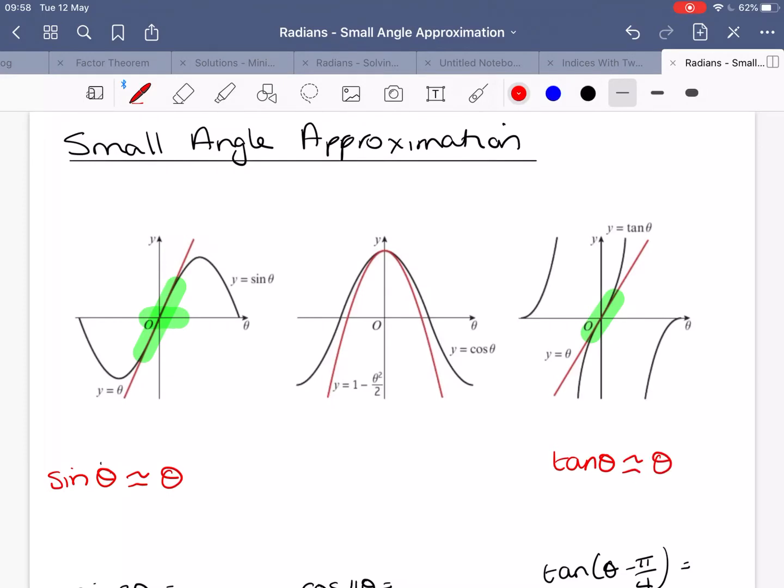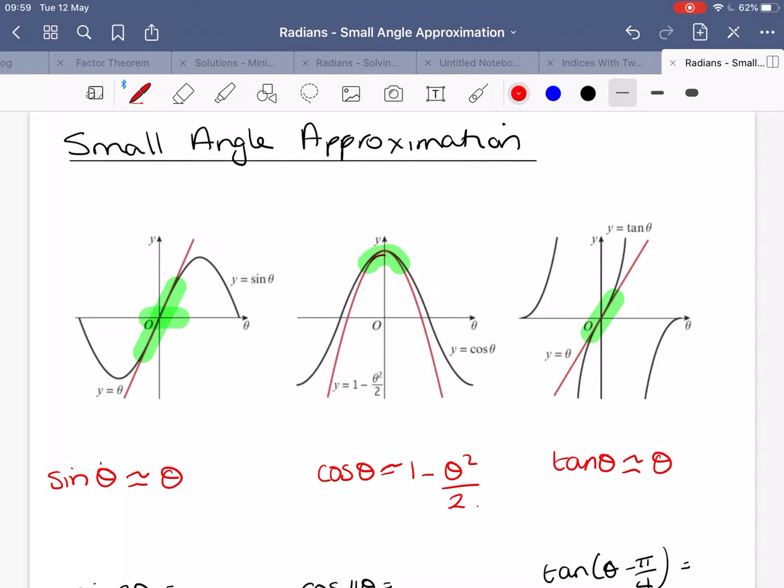Now cos theta is a little bit different, as you can see with the graph in the middle, cos theta between minus pi and pi. We've approximated it with 1 minus theta squared over 2. And again, in this quite small region close to 0, the graphs more or less overlap each other. So our approximation for cos theta, the one that's a little bit more complicated, is 1 minus theta squared divided by 2.